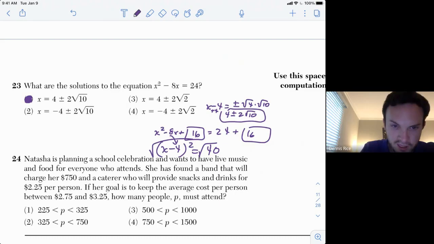And last one, Natasha is planning a school celebration, wants to have live music. She has found a band that will charge her $750 and a caterer who will provide snacks and drinks for $225 per person. If her goal is to keep the average cost per person between $275 and $325, how many people must attend?